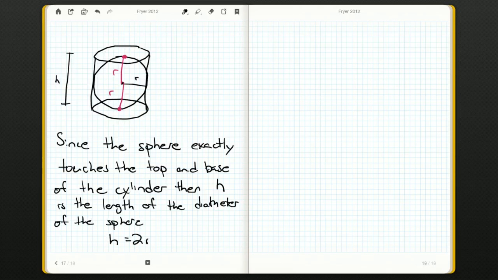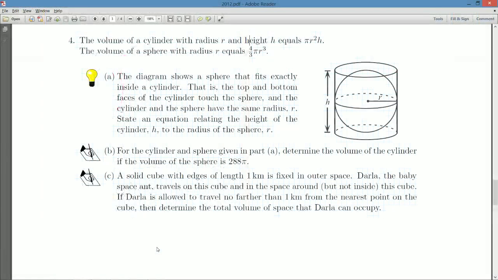So what does that mean? Well, h is the diameter. What's diameter? That's 2 times the radius. So h is equal to 2r. Simple enough. So that was A part, fairly simple. Just needed that final answer, h equals 2r.